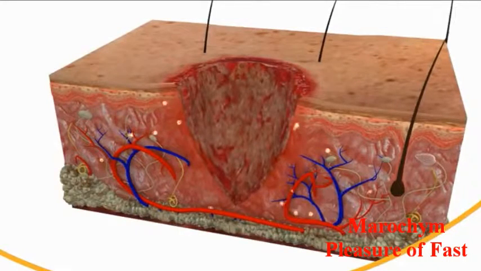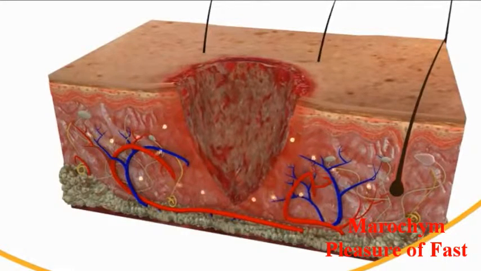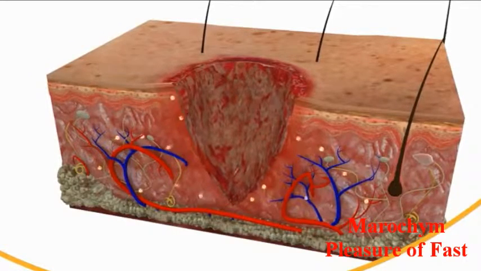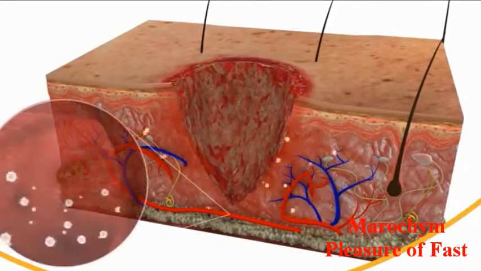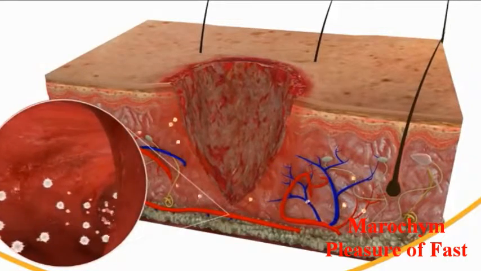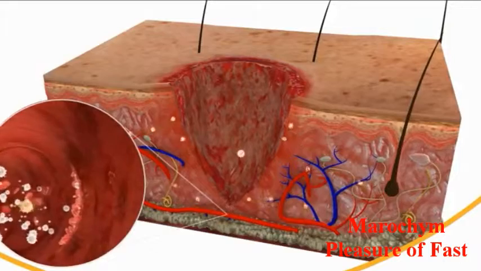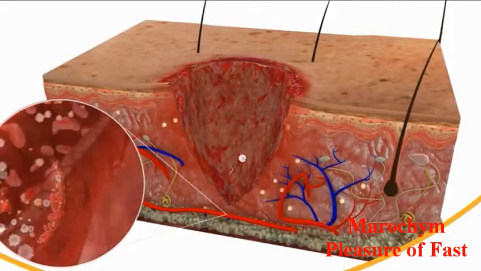The first step in the inflammatory process is dilatation of the capillaries. Increased permeability of the capillary allows serum and white blood cells to migrate into the wound area. Here, the white blood cells differentiate into different cells, including neutrophils and macrophages.